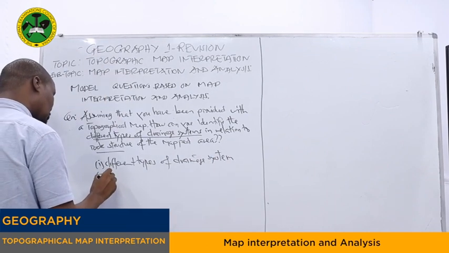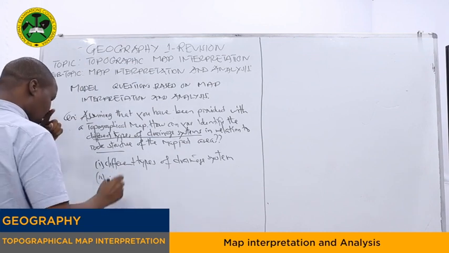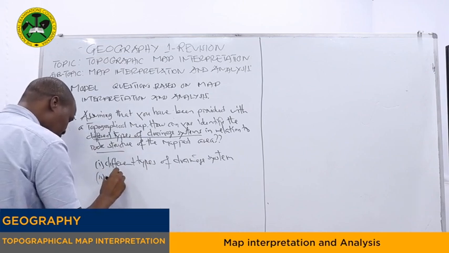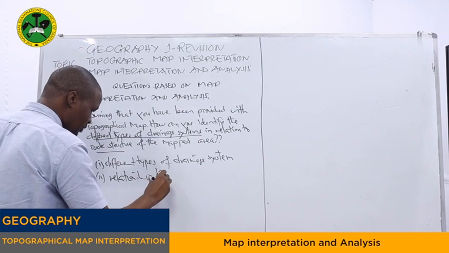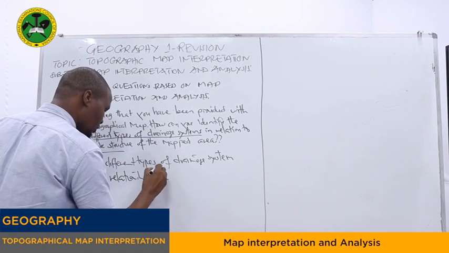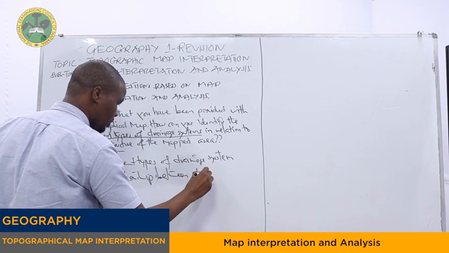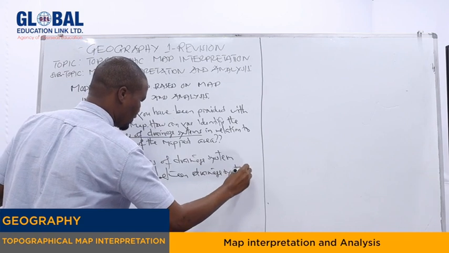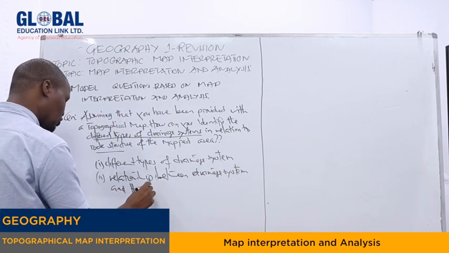Second, it needs us to show the relationship. It means it needs us to analyze the features found on the map area, because it needs us to explain the relationship between drainage system and the rock structure.